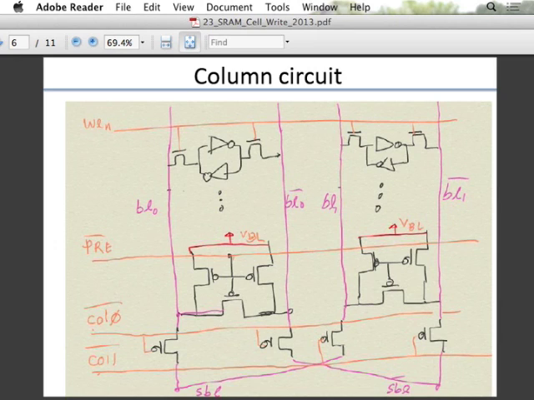So if you look at the column, you have these memory cells in a column, and then you have this pre-charge circuitry. Now what is the pre-charge circuitry, right? I'm showing 3 transistors here.